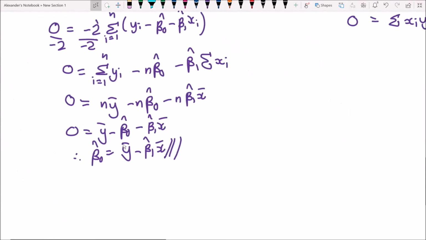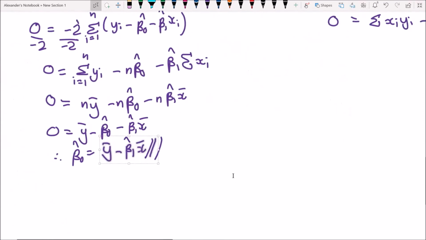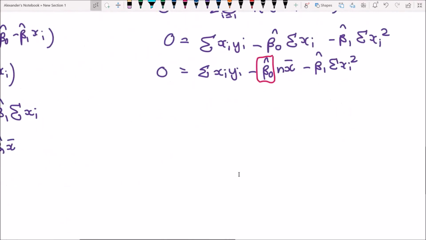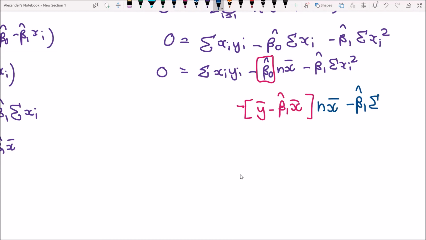Beta 0 hat is y bar minus beta 1 hat times x bar. So plug that in over here. So we have negative y bar minus beta 1 hat x bar times, back to the blue, n x bar, negative beta 1 hat times the summation of xi squared. And over here we have the summation of xi yi. And all of this should equate to 0.